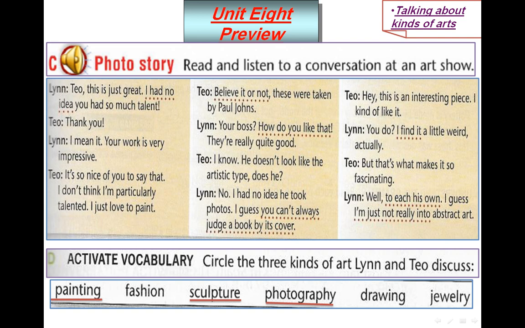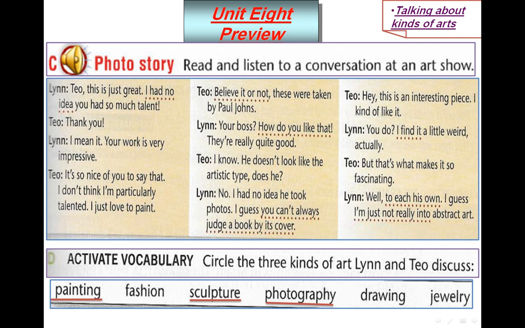No, I had no idea. Again, I had no idea. It means I didn't know. I had no idea he took photos. I guess you can't always judge a book by its cover. This expression is very interesting. I like it very much.